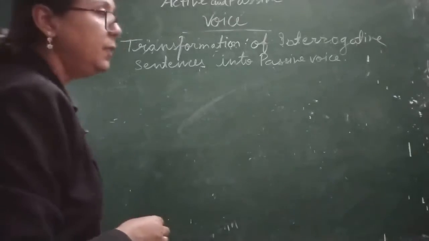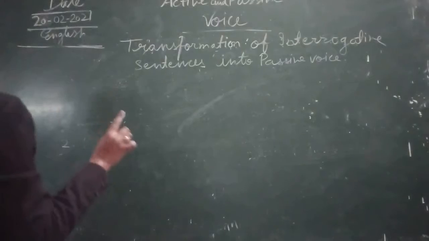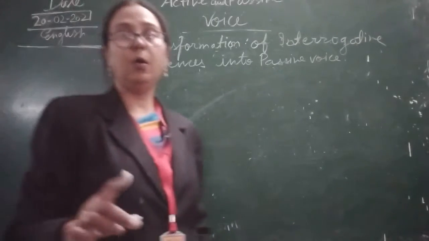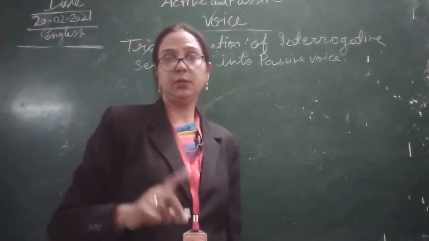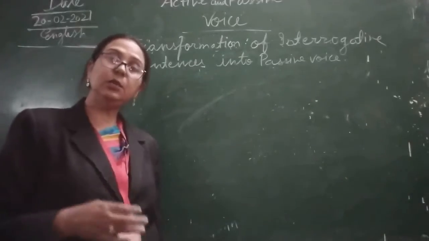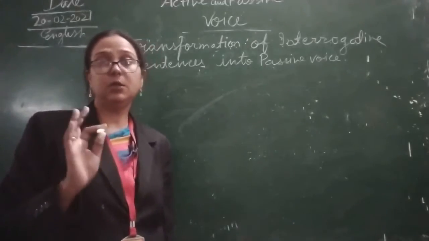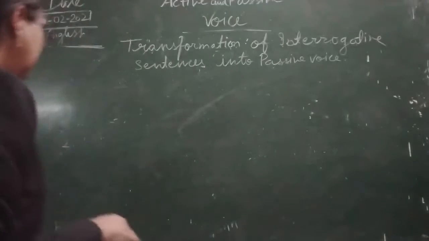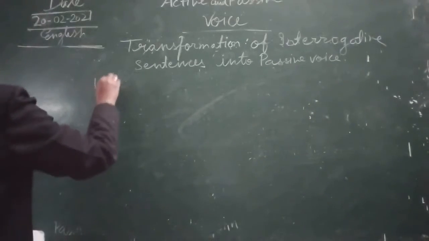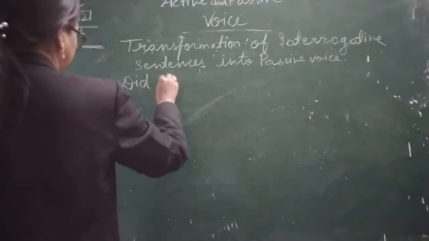Okay children? Now when interrogative sentences are changed into passive voice, their interrogative form does not change. This is the first rule. When interrogative sentences are changing into passive form, the interrogative form does not change. Means I am writing over here the first example: Did you eat the apple?